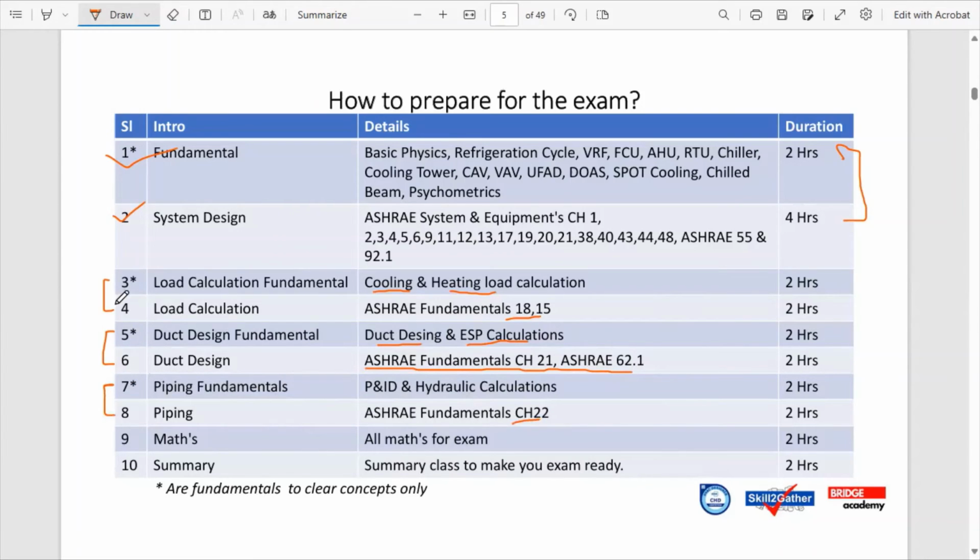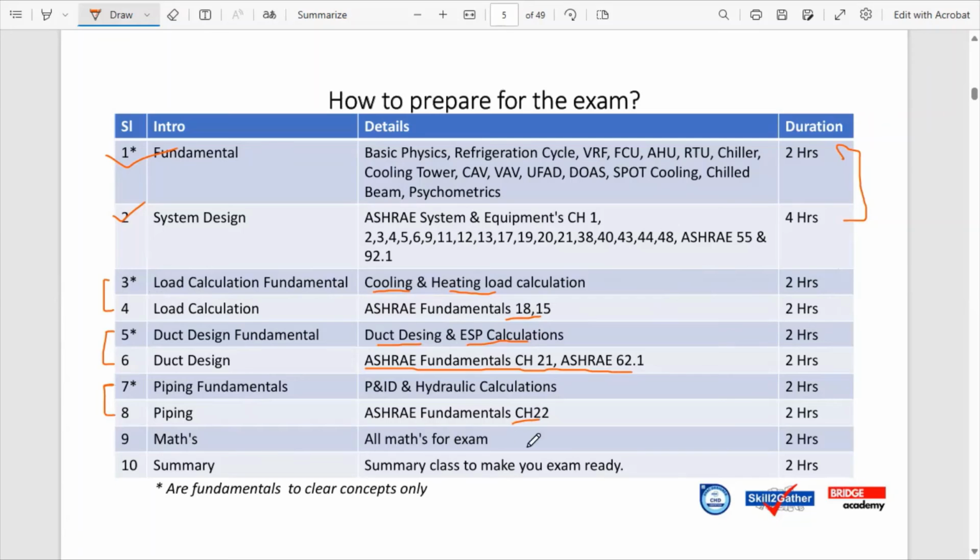So if you look at class 3, 4, 5, 6, 7, 8, the first class is about the concept to make sure that you can really perform in real life. And the second class is about rules and regulations that you must know. So combinedly, topic 3 to topic 8 is going to make you a real HVAC expert.